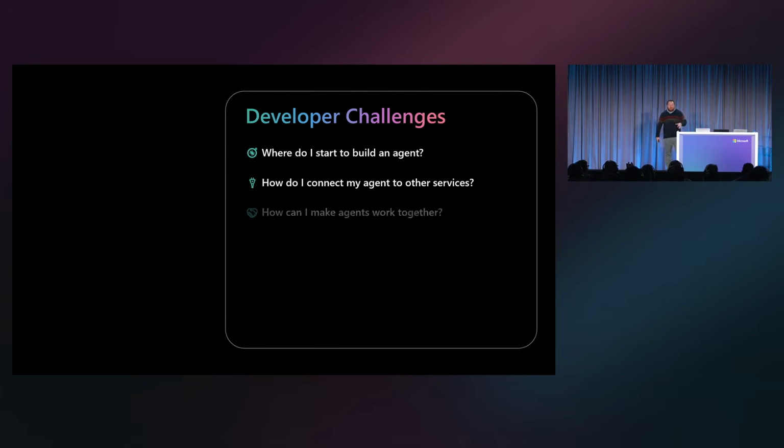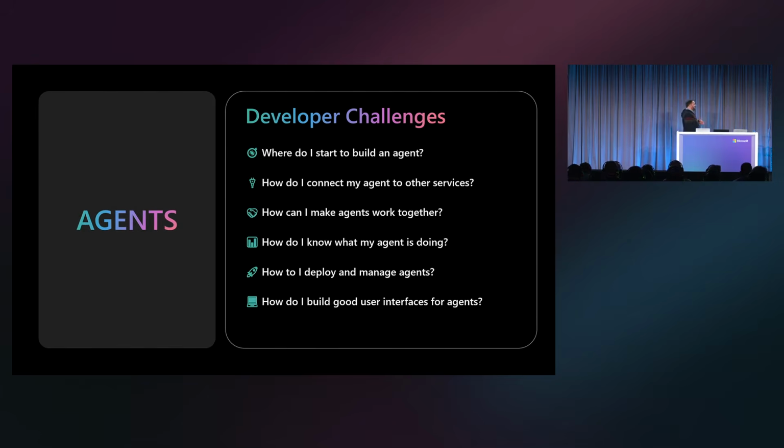So as we worked with folks like BMW and our partners over the course of the year, we got a lot of questions from them about how to start their agentic journey, how to build these agent systems. They had questions like, where do I start? What frameworks do I use? How do I connect my agents together? How do I connect them to other services? How do I know what my agent's doing? How do I evaluate them? How do I deploy and manage my agents, get them up into the cloud? And how do I build good user interfaces on top of these agents?